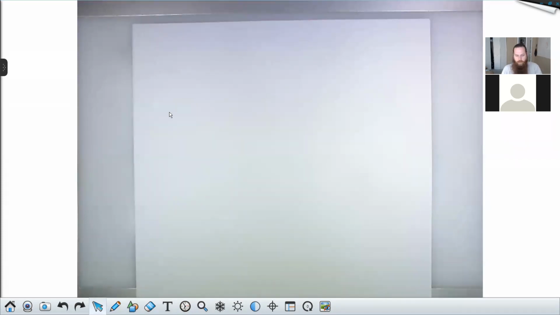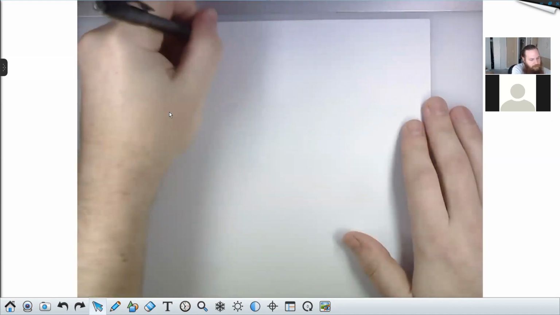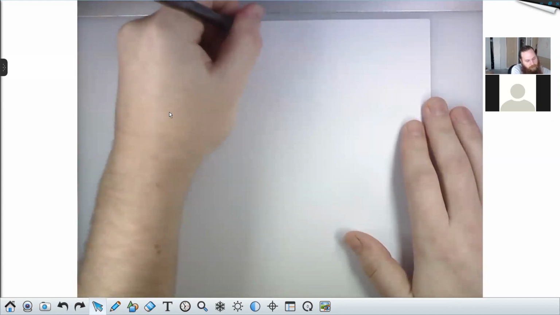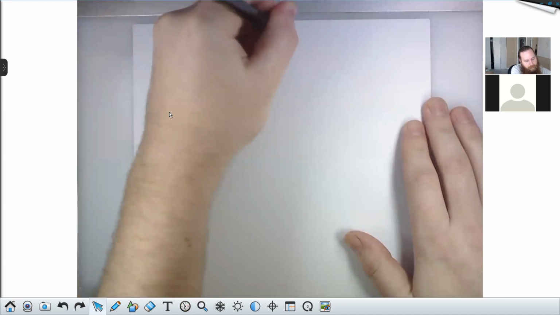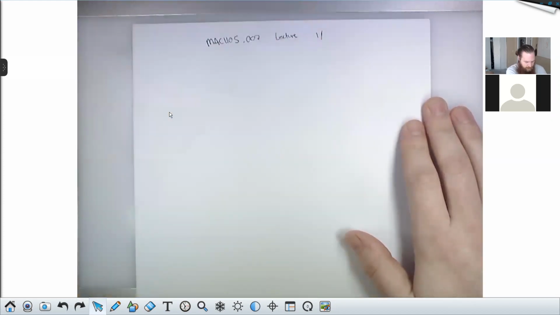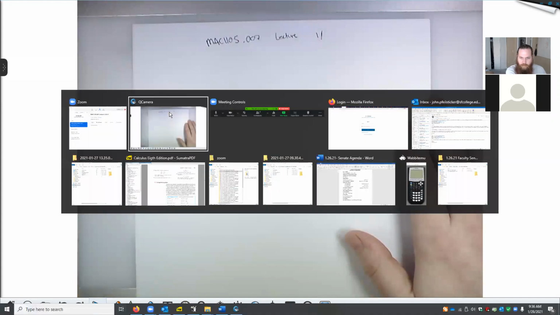So I'll hold these over here. We've got our screen share on. Use a darker color. This is MAC1105. Section 007. And today is the 28th.